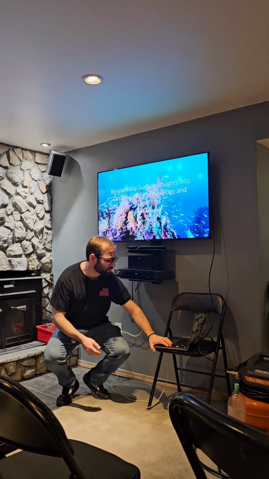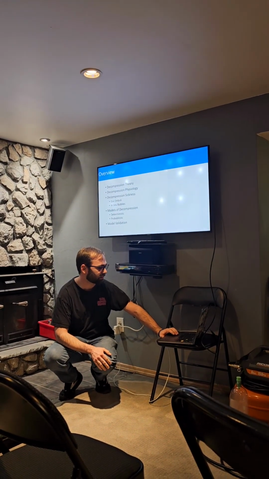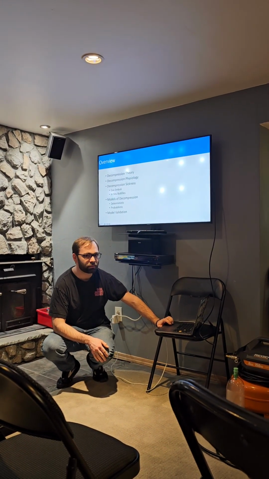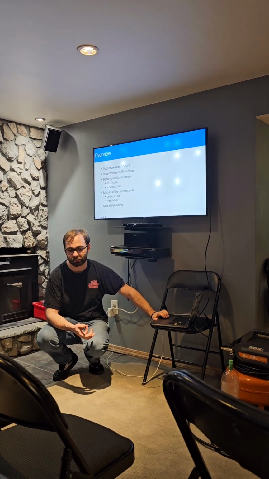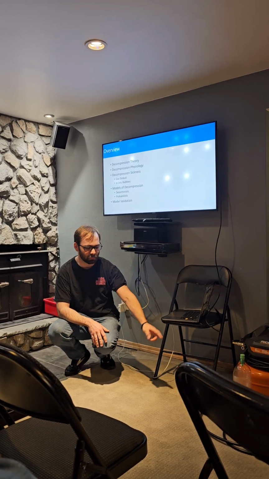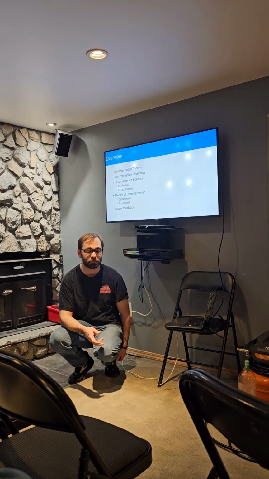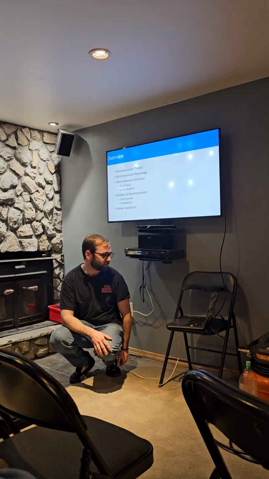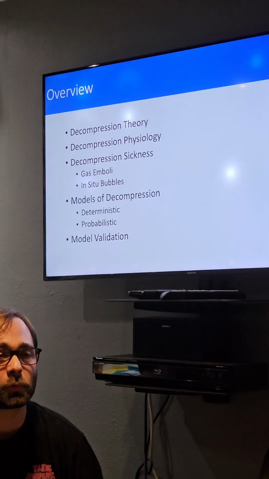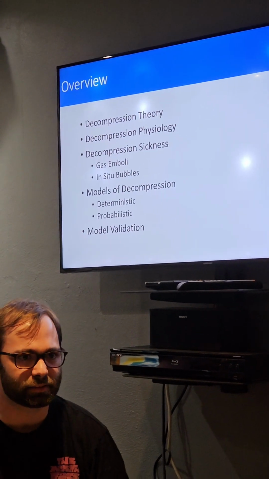Okay, so anywho, decompression physiology. So we're going to cover decompression theory, decompression physiology. Two of the kinds of DCS: gas and blood, which is where you get gas bubbles in blood or in a liquid where they're not supposed to be, and in situ bubbles, which is more similar to what that demonstration was, which is gas forming in tissues or microbubbles forming in tissues. Two of the kinds of models of decompression, so deterministic models and probabilistic models, and then a little bit on model validation, so actually testing different models.